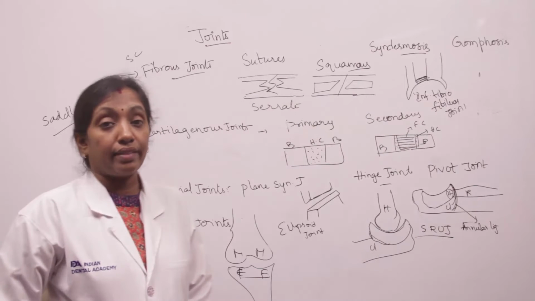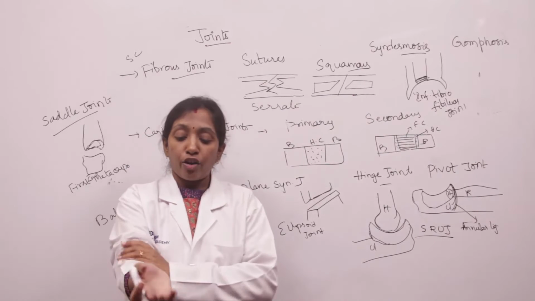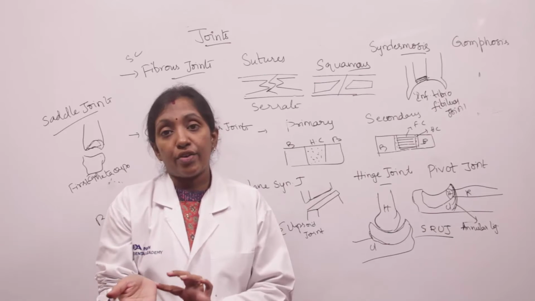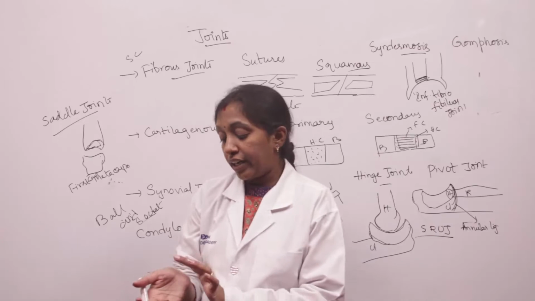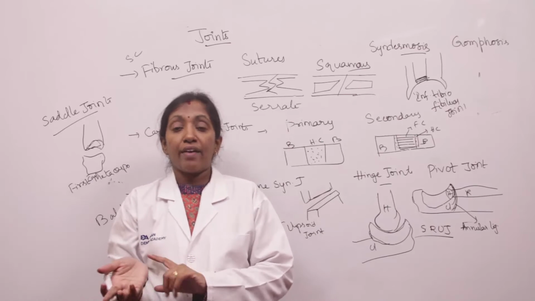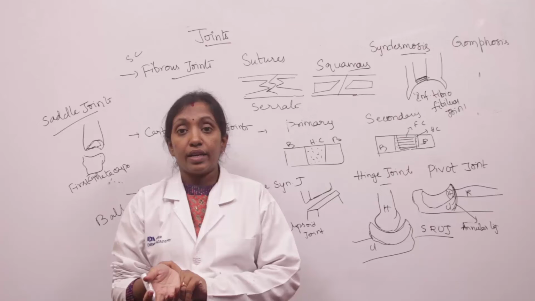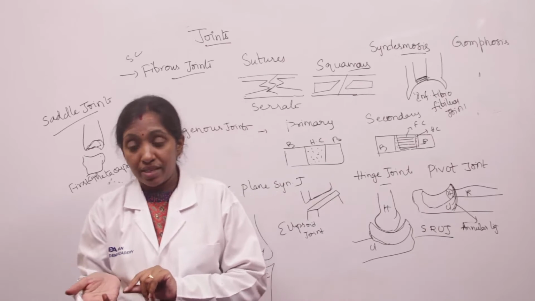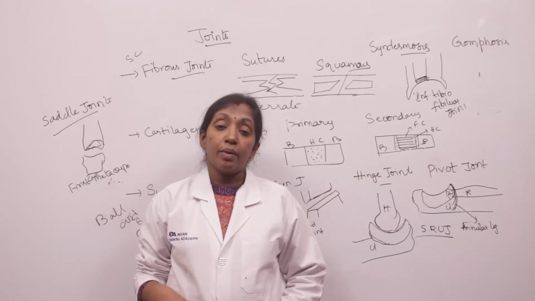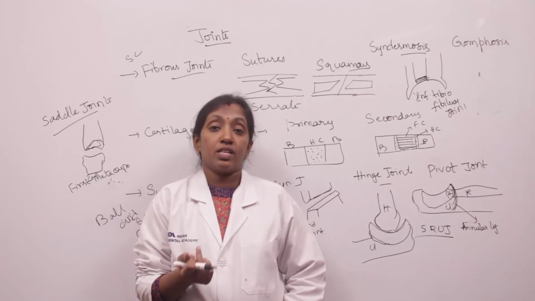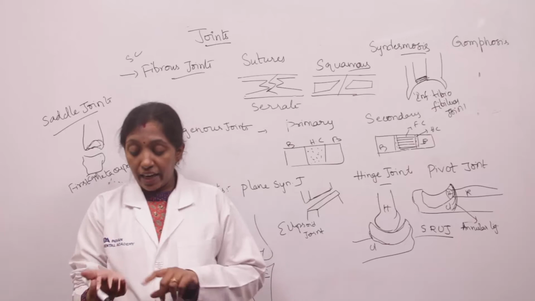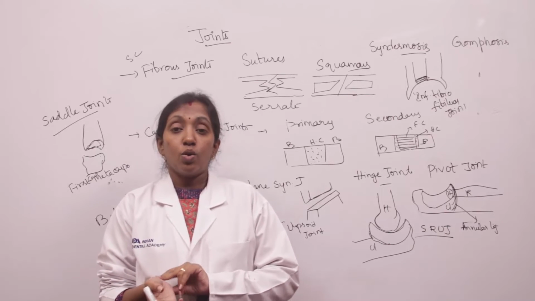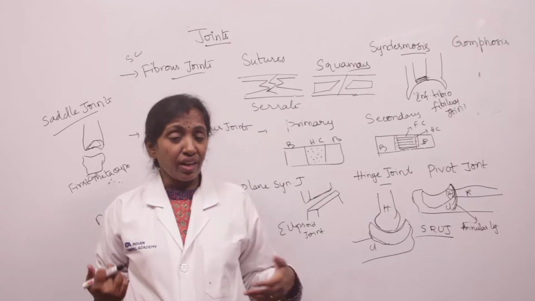Another type of joints are the ellipsoid joints. Here the lower parts of the ulna and radius get articulated with the carpal bones. Here we have the carpal bones, pisiform, scaphoid and the others. They get articulated with the female concave surfaces and the male convex surfaces. Okay, so that's about the ellipsoid joints.